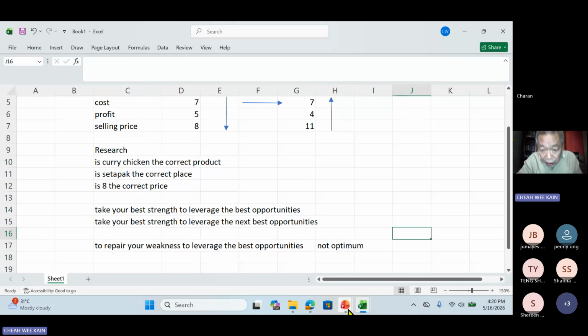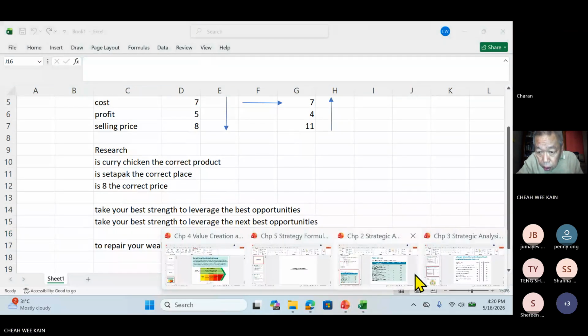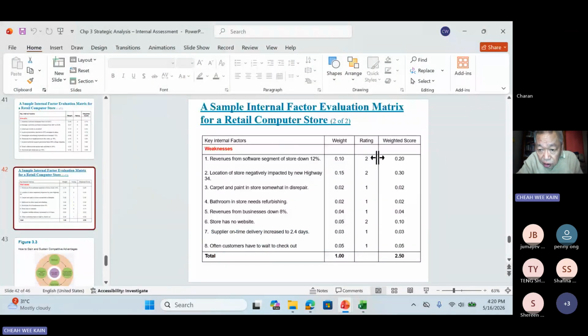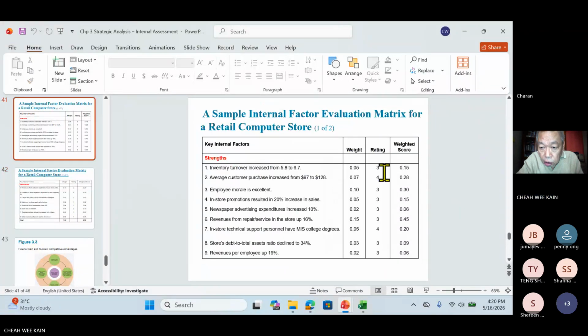That is why in weakness, we always only put 2 and 1. You will not put 3 and 4 as a rating. Understand? Yes.